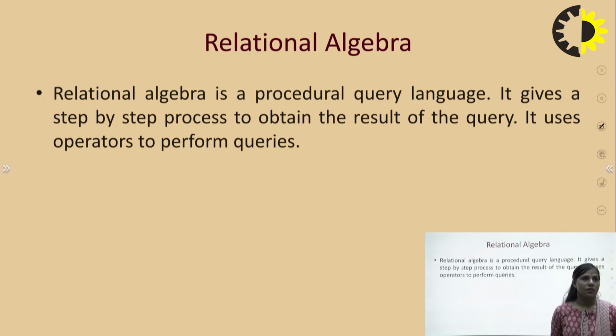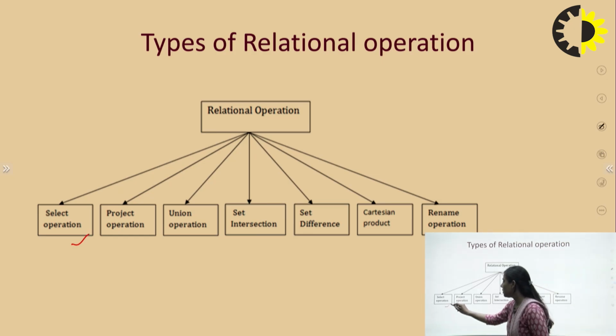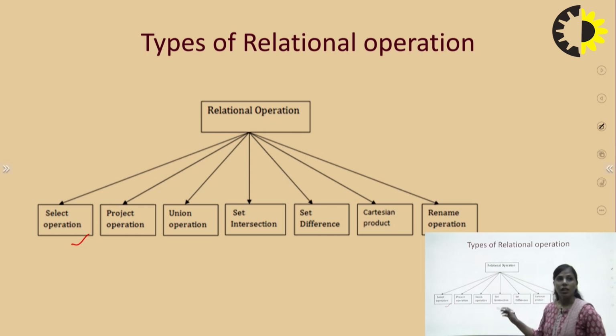So let's discuss which types of operators there are in relational algebra. These are the various types of operations: select, project, union, set intersection, set difference, Cartesian product, and rename. These are the main operations used in relational algebra.